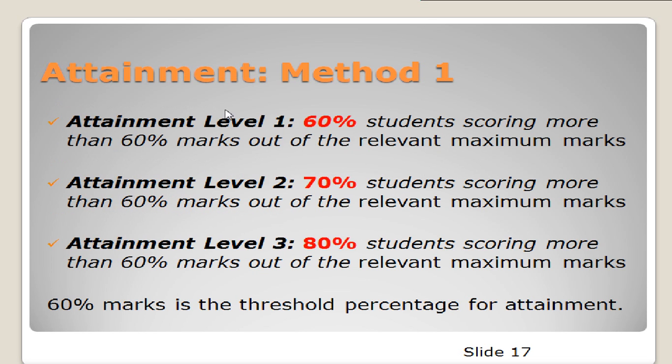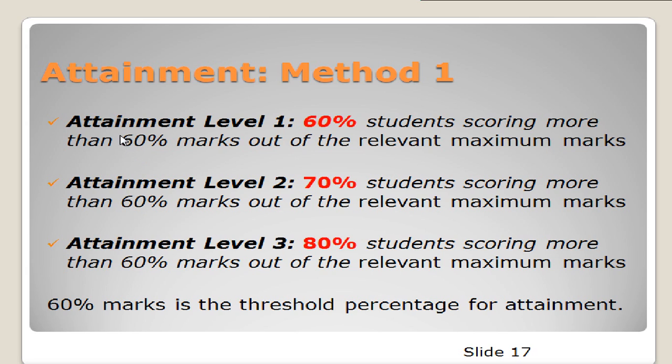We said there are two methods, method 1 and method 2. In method 1, you define levels: 60% is one level, 70% is one level, 80% is one level, more than the threshold.